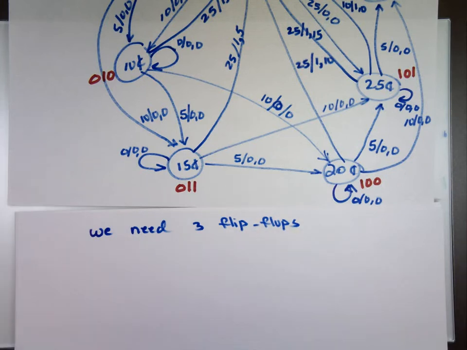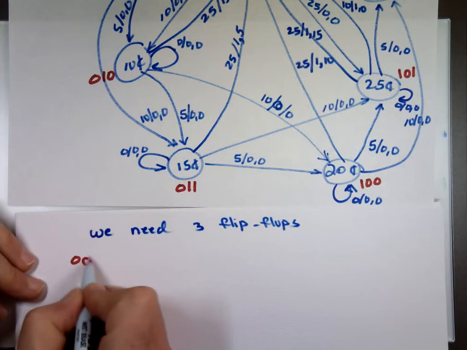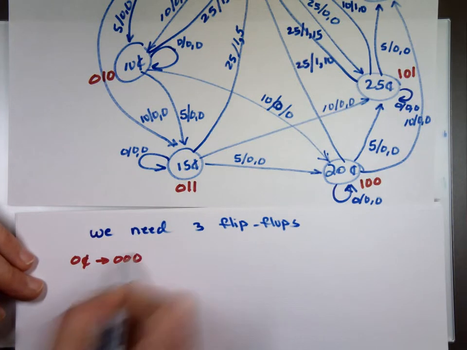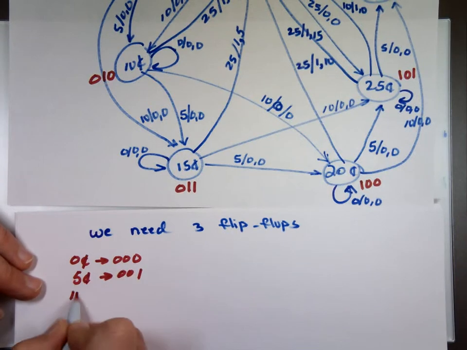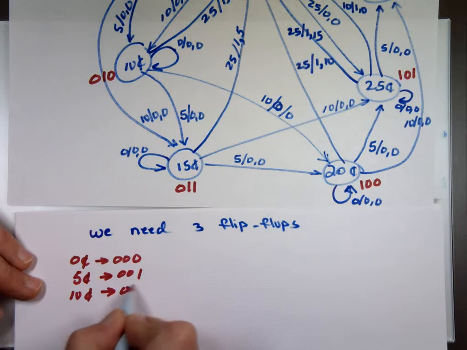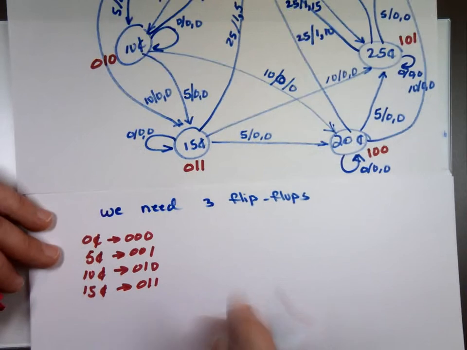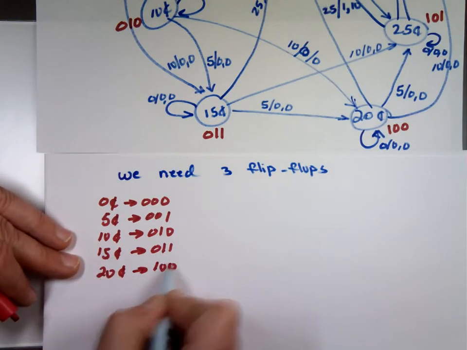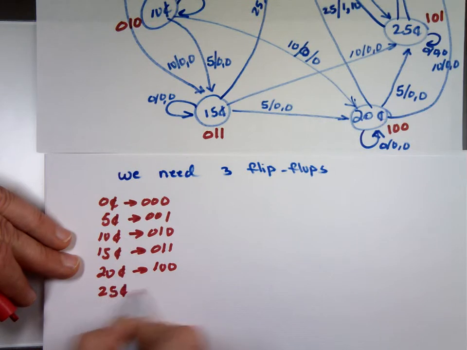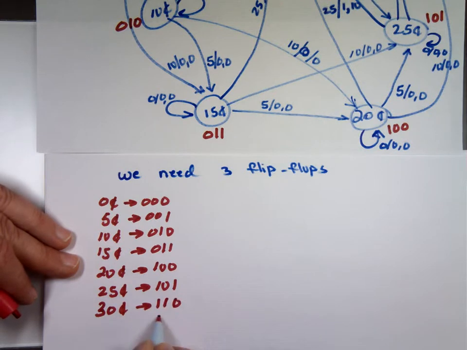We already gave you the state code for each one. The 0 state is 0, 0, 0. The 5 cents is 0, 0, 1. The 10-cent state, 0, 1, 0. The 15-cent state, 0, 1, 1. The 20-cent state, 1, 0, 0. The 25-cent state, 1, 0, 1. The 30-cent state, 1, 1, 0, and the 1, 1, 1 not used.